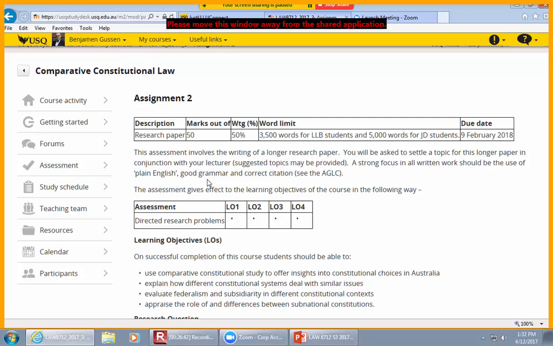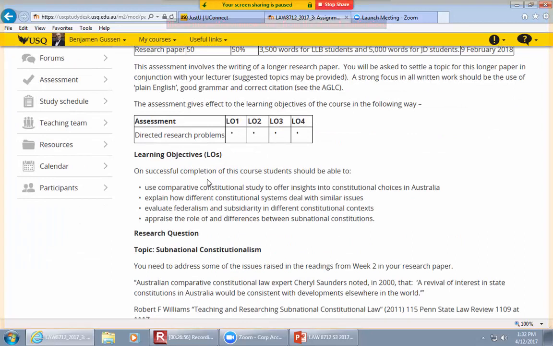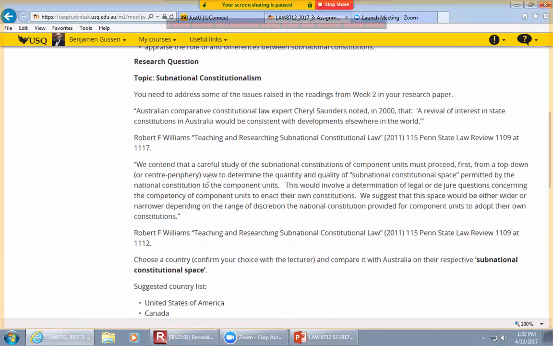Okay. So this is, again, your research paper. Okay. This is about writing a longer research paper. Okay. So 3,500 for LLBs and 5,000 for JDs. And the question, again, relates, or the paper relates to all 4 learning objectives we've looked at earlier. So our topic is subnational constitutionalism.